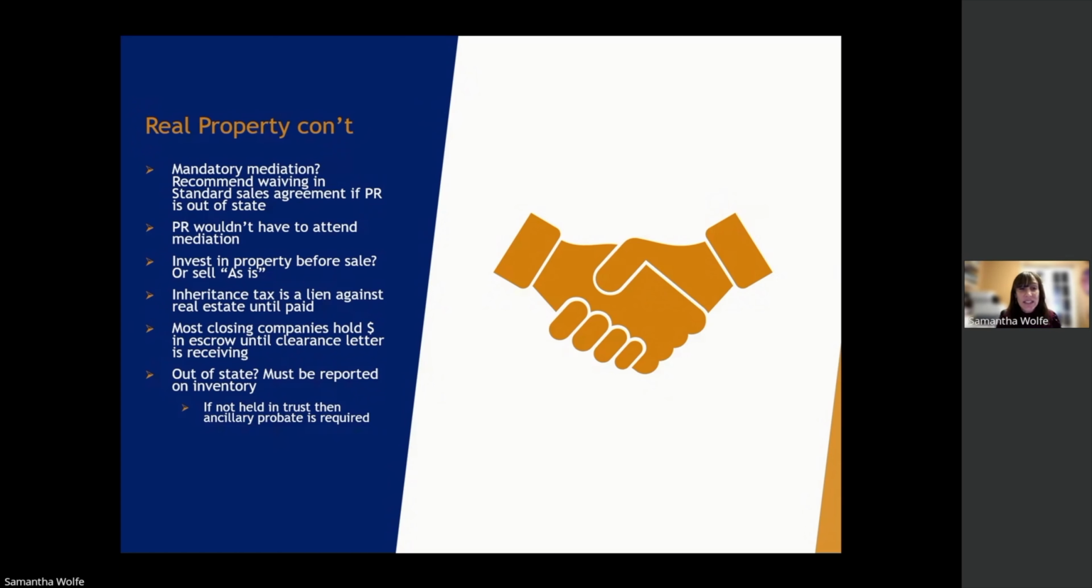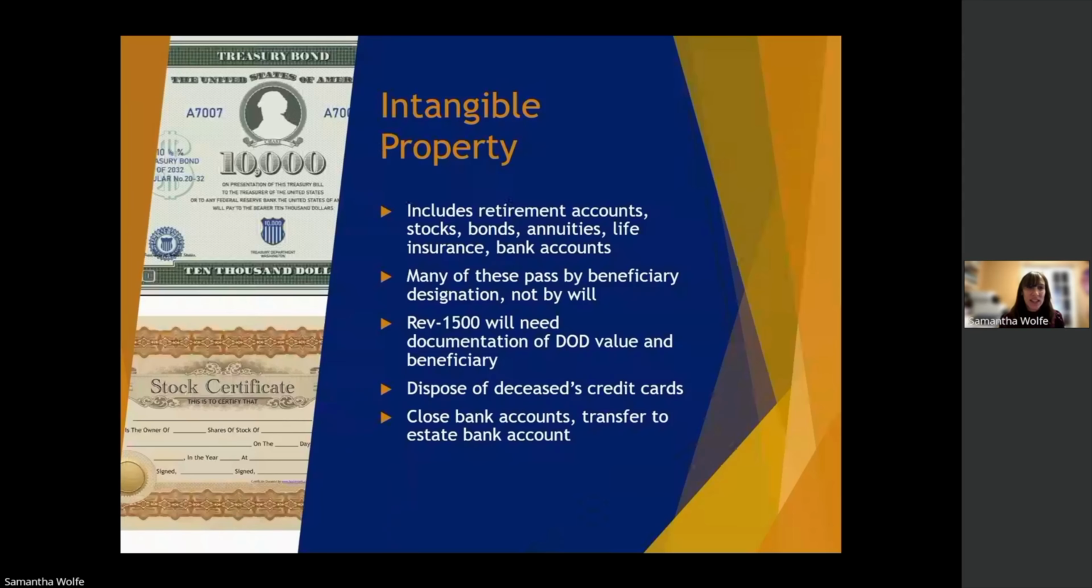If you're out of state, then you want to make sure you're disclosing the property on the inventory. Here in Franklin County, we do an inventory anytime there's real estate in the estate. If not held in trust, then an ancillary probate might be required if it's located in a different state. So that's where you start talking about trusts and being able to make it easier to administer it.